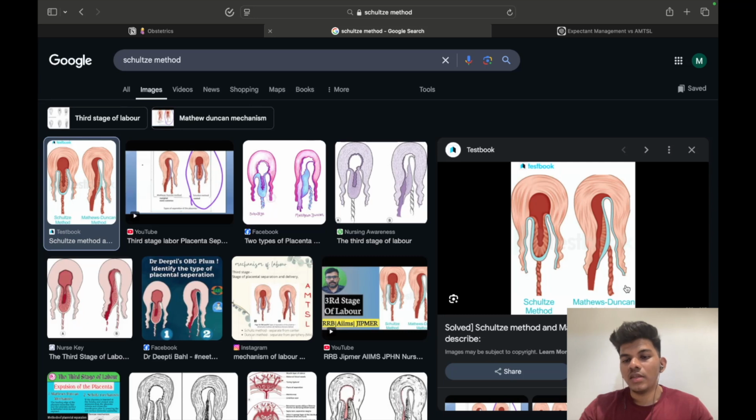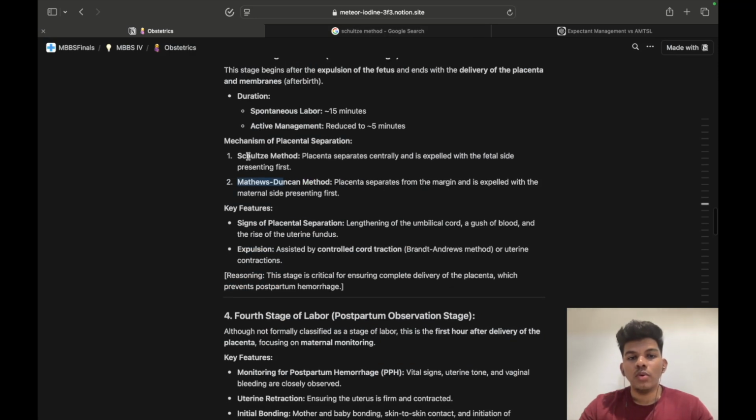And in the case of the Matthew Duncan method, the peripheral part which was facing the maternal side, the cervix and the uterus, is coming out first, not the fetal side, not the central part, but the marginal aspect. So that is the Matthew Duncan method. So we know what these two mean. In the Schulz method, the placenta separates centrally and is expelled with the fetal side presenting first. In Matthew Duncan, the placenta separates from the margin and is expelled with the maternal side presenting first.